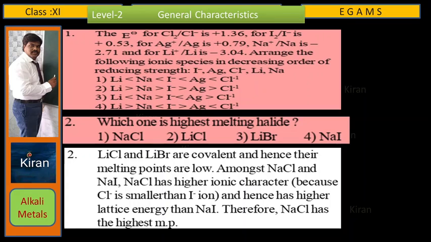The electrode potential for chlorine to Cl minus is plus 1.36. For iodine to iodide it is 0.53. For silver ion to silver it is 0.79. For Na plus to Na it is minus 2.71, and for lithium ion to lithium it is minus 3.04. Arrange the following species in decreasing order of their reducing strengths: iodide ion, silver atom, chloride ion, lithium atom and sodium atom.